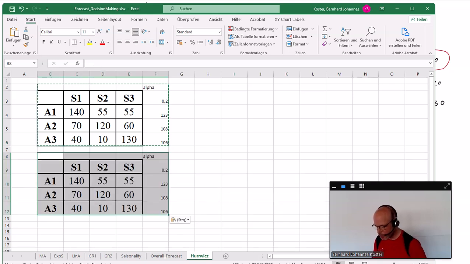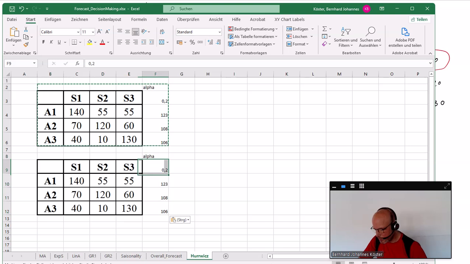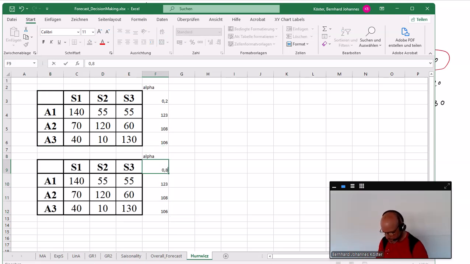And let's also choose a high alpha. So we are overweighting the low outcome, 0.8. And if I now press enter, what do you think? Which alternative will be done the best?